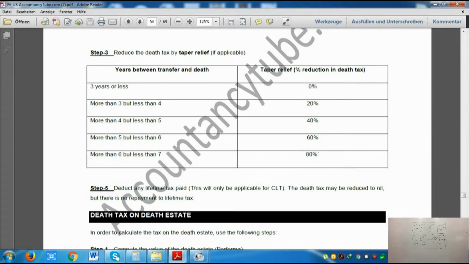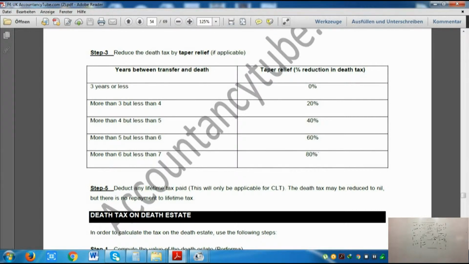Alright. Now after that, step 5 says deduct any lifetime tax paid. This will only be applicable for CLTs. You will have to deduct whatever you have paid during lifetime. This will only be for CLTs, as you know that there is no tax on a potentially exempt transfer anyway. So whatever tax you have paid on the CLT, you will have to deduct that tax. Alright, and that would be our death tax on lifetime transfers.